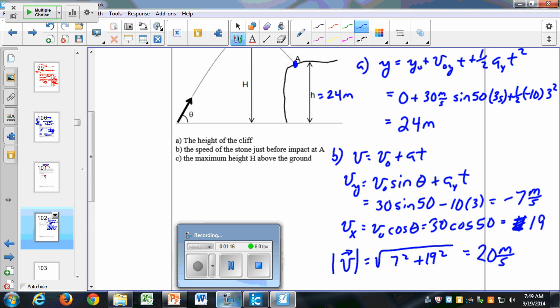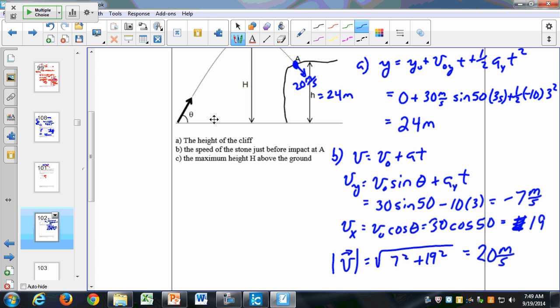So at this point, it has a velocity vector that's in this direction, and it has a magnitude of 20 meters per second. You could also go and find the direction of that. There's probably nothing after that. And then finally, see what is the maximum height above the ground. What are the steps to find the maximum height above the ground?